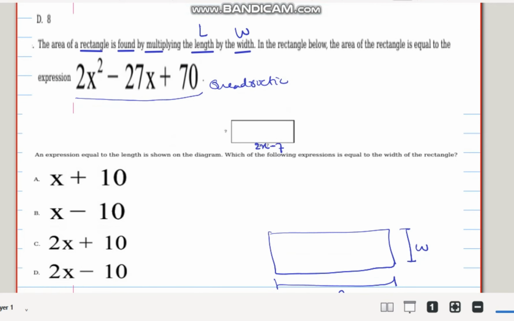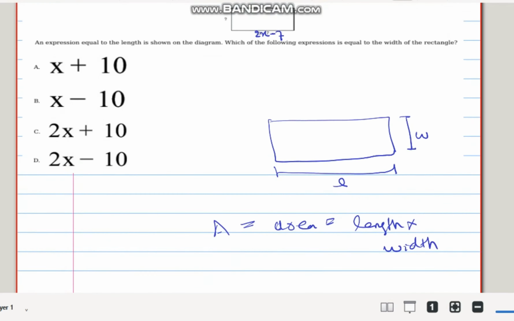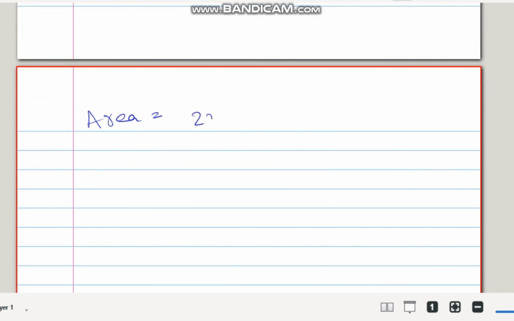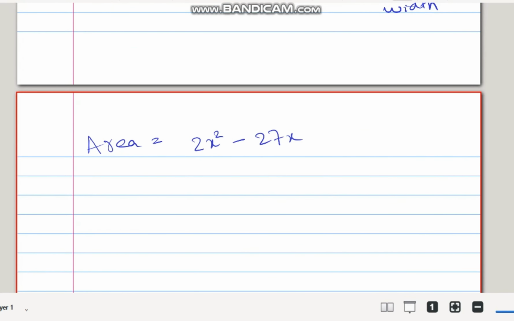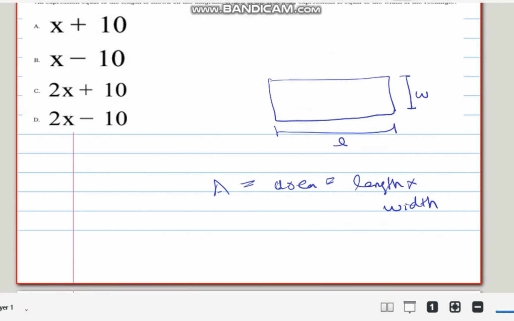What is the area? The area is mentioned here. The area of the rectangle is equal to the expression. What is the expression? 2x square minus 27x, and plus 70, I think. Yes, plus 70. This is the area. We have been given the area of this rectangle.